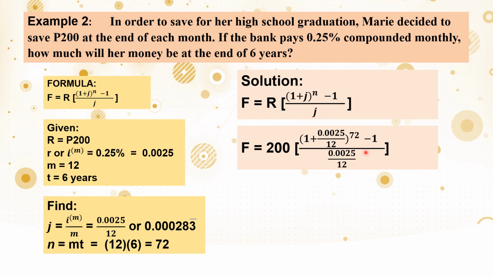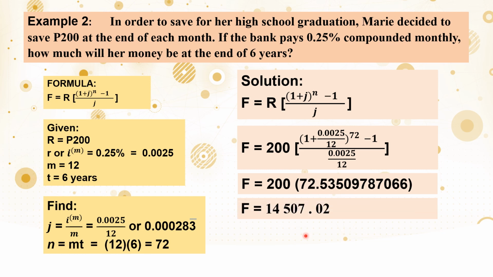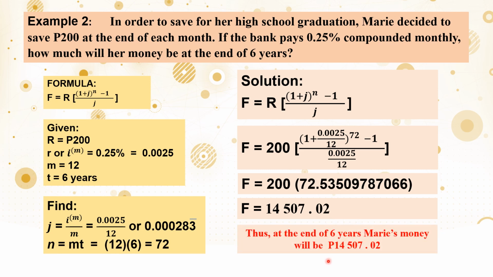Simplifying this using our scientific calculator, we will get 72.535097870066. And multiplying these two, we will get 14,507.02. Thus, at the end of 6 years, Marie's money will be 14,507.02 pesos.